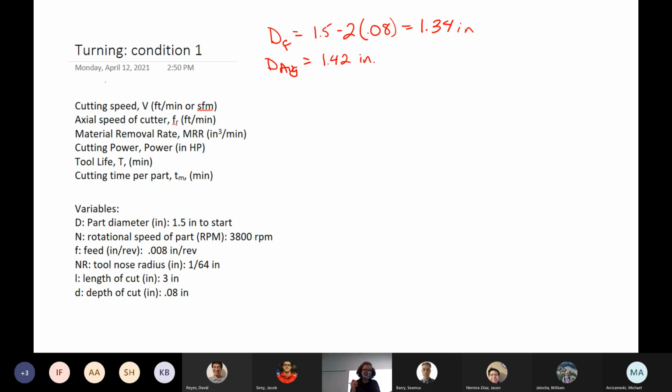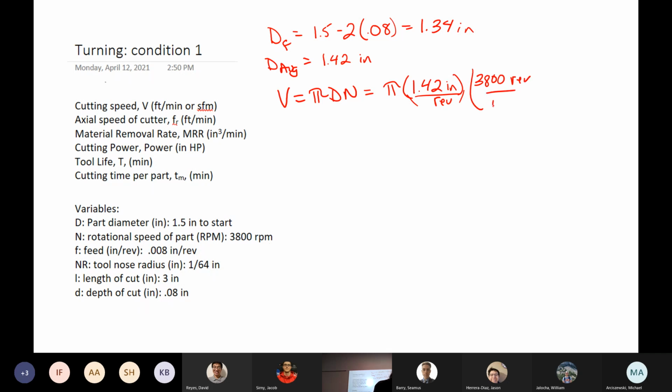So let's start with our speed. Our speed is equal to pi D N. So that's going to be pi, we're going to use 1.42 inches, and just for units, I'm going to put in inches per revolution. And then I have N, which is 3,800 revolutions per minute. And we end up with 30.4 inches per minute. No, we don't.